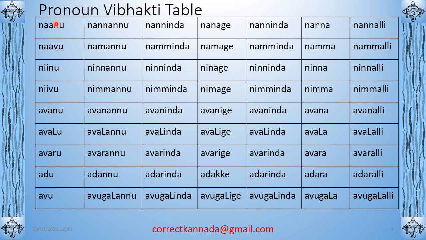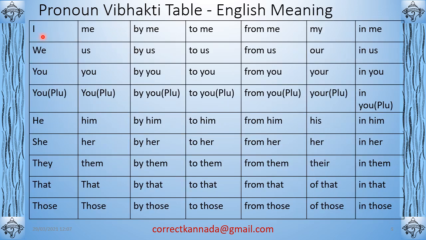Okay, so these are your nine pronouns and these are your corresponding vibhaktis. This is your table. The next slide, you will see the same table in English, the exact meaning. So, I, me, by me, to me, from me, my, in me. Then we, us, by us, to us, from us, our, in us. You, again, is as an object also, dvitiya vibhakti of you is you. You, you, by you, to you, from you, your, in you.